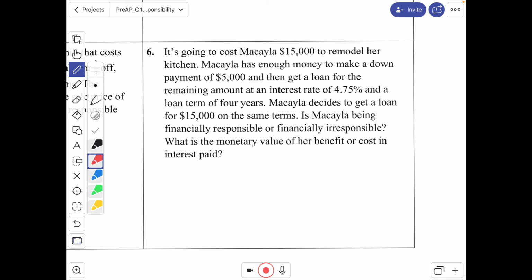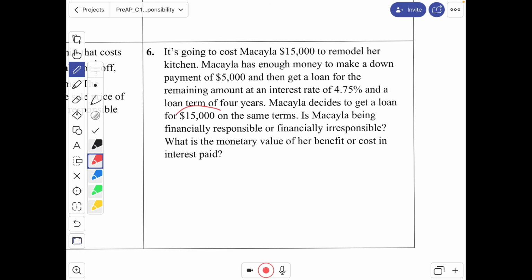Number 6. It's going to cost Michaela $15,000 to remodel her kitchen. Michaela has enough money to make a down payment of $5,000 and then get a loan for the remaining amount at an interest rate of 4.75% and a loan term of 4 years. Michaela decided to get a loan for $15,000 on the same terms. Is Michaela being financially responsible or financially irresponsible? And what is the monetary value of her benefit or cost and interest paid?